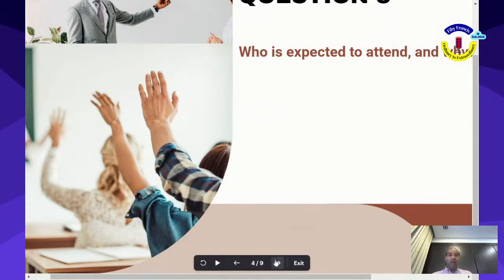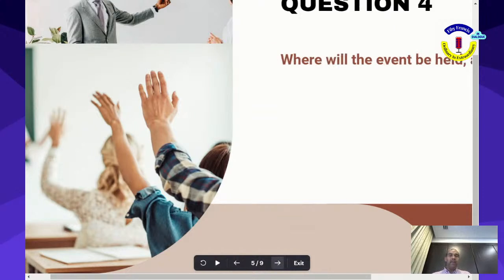Now question number 4. Where will the event be held and why? These days we have face-to-face opportunities for learning. We have virtual opportunities for learning. We have other means, like short bursts of events, which we can have. Whatever it is, or off-site events which can happen, where will the event be held?